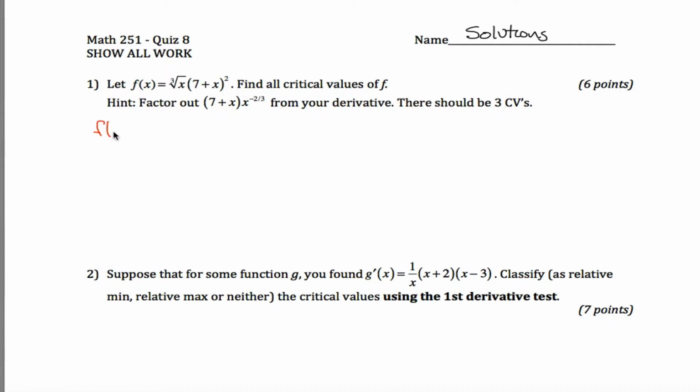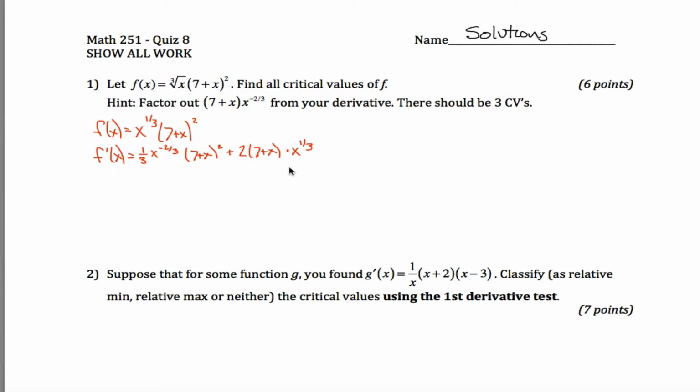So this function, you could rewrite as x to the 1/3 power times 7 plus x, squared. So when you're trying to find the derivative, which is what you need to find the critical values, you'll use the product rule. So the derivative of x to the 1/3 power using the power rule is 1/3 x to the negative 2/3. And then you leave the 7 plus x squared alone. And then add to that the derivative of 7 plus x squared, which is 2 times 7 plus x to the 1 power times the derivative of 7 plus x, which just happens to be 1, times first thing left alone, x to the 1/3 power.